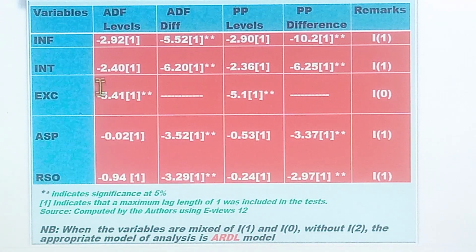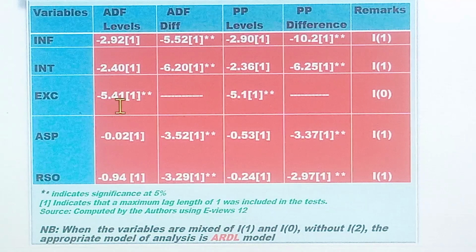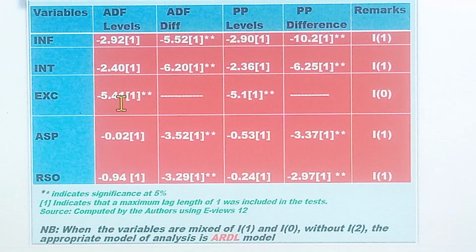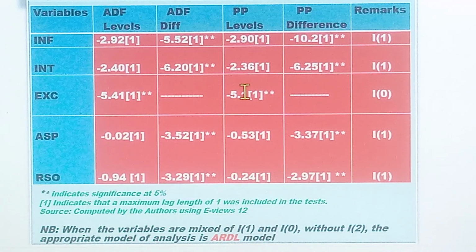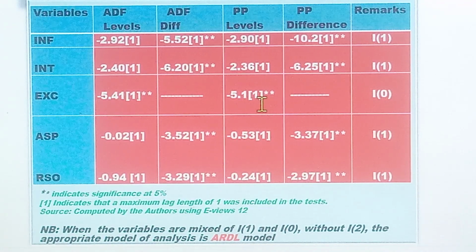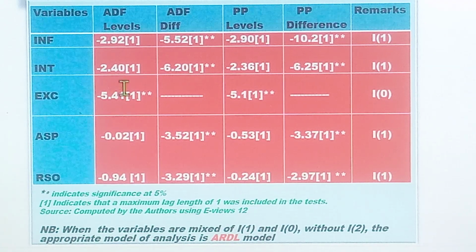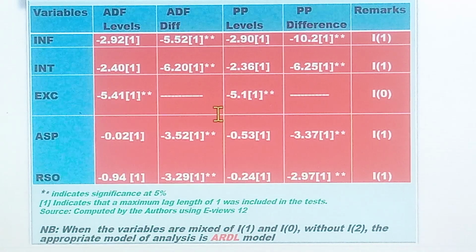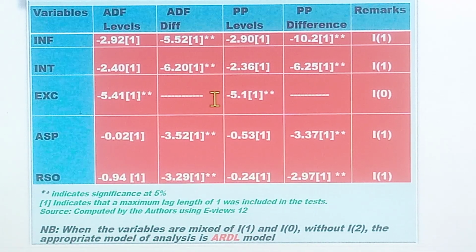Here, 5.41, the calculated value for exchange rate, is greater than the critical value at 5% for ADF. The same thing here for PP: at level it is 5.1, which is greater than the critical value at 5%, that is 2.96. Therefore, we say the variable exchange rate is stationary at levels. That is why the test is not conducted at first difference for both ADF and PP. So the order of integration is I(0) for exchange rate.